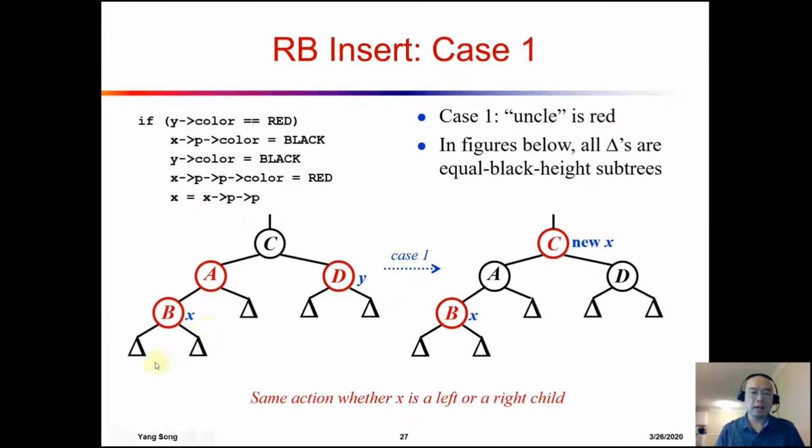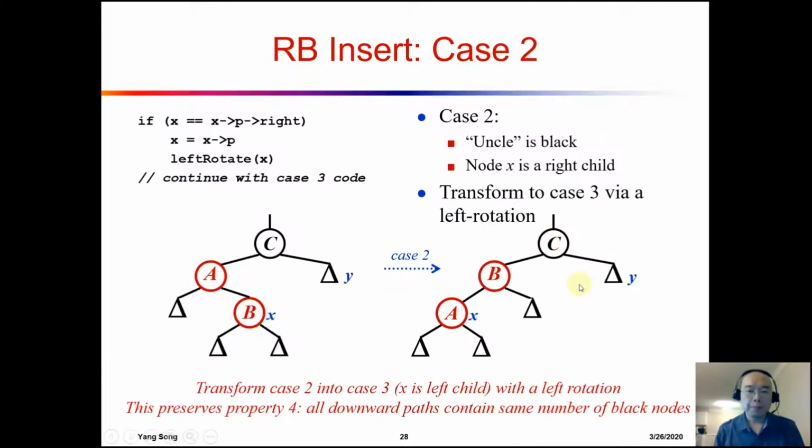We are still going to color the X and the grandparent red. So B, which is the X, and the grandparent are red. And then the parent and the uncle are both black. So in case 1, it doesn't really matter whether the new node X is a left child or a right child. For the new node X and the grandparent, we color both of them red, and for the parent and uncle, we color them black. Then we assign the new X to the grandparent, and we fix the tree all the way up.